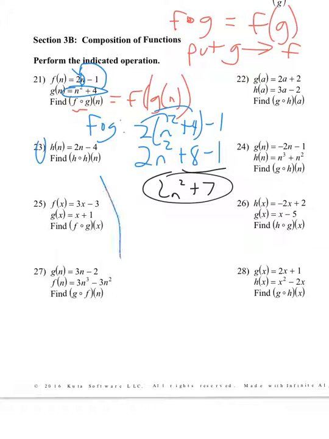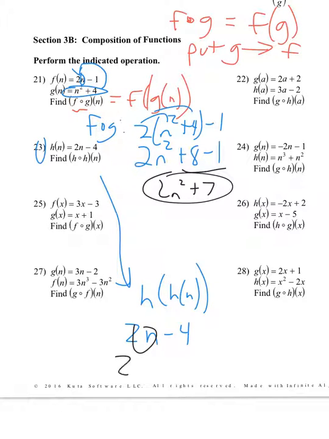Now let's do 23, because you can compose a function of itself. So this right down here means I want h of h of n. So I'm going to put function h into itself. So I am really going to go, function h is 2n minus 4. So I'm going to look at this n, and I'm going to put 2n minus 4 in there. You're putting a function within its own function.